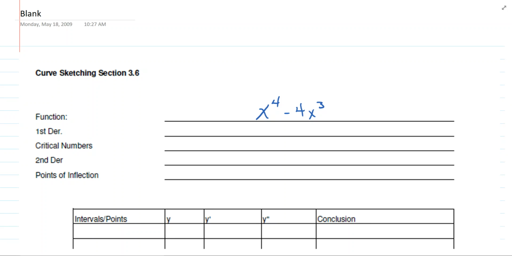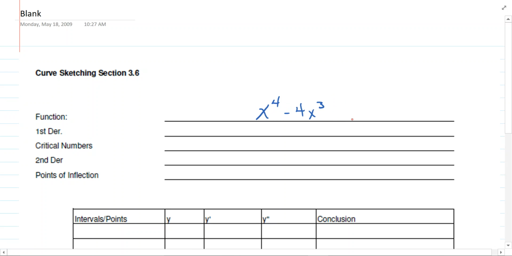This is a curve sketching form activity, and I want to go through the whole thing so that hopefully this will help you in doing yours. So we start with any function, and we're going to put that function right here in the function line. The first thing you want to do is find the first derivative and the second derivative.